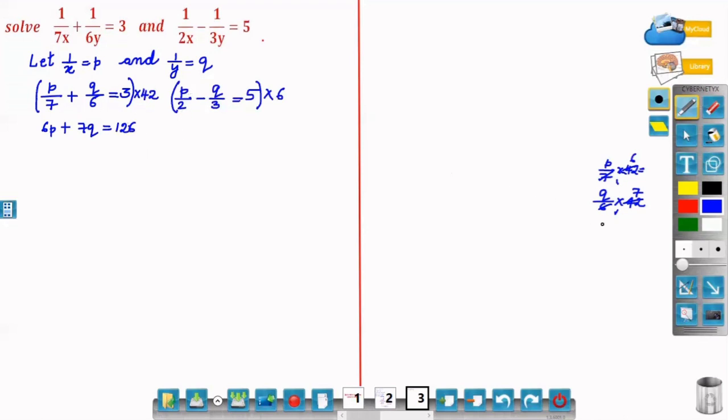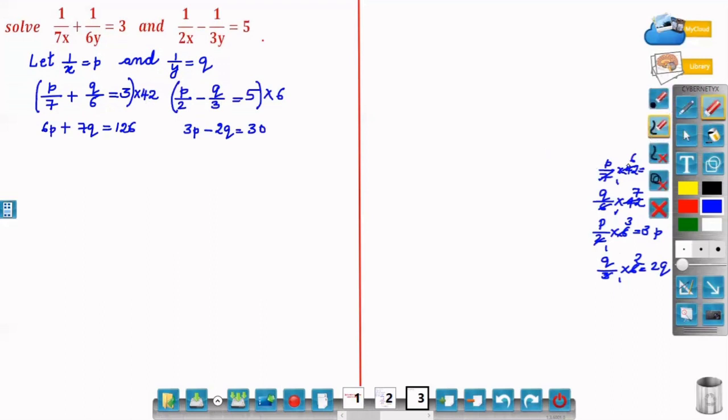Now p by 2 into 6, we have to multiply all the terms. That is 3p, minus q by 3 into 6 that is 2q, then 5 into 6 that is 30. Now fractions are removed, we can solve the equations by elimination method.